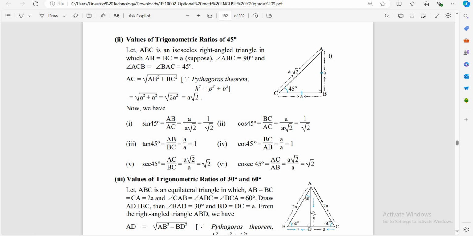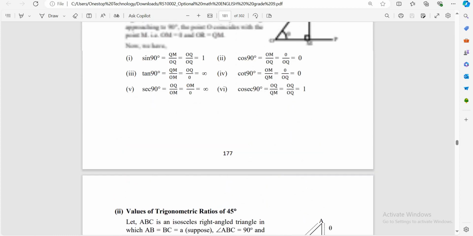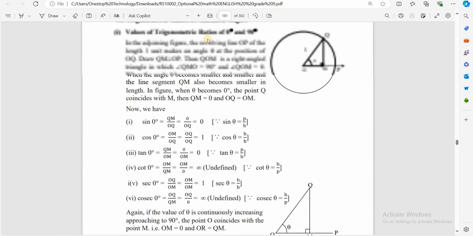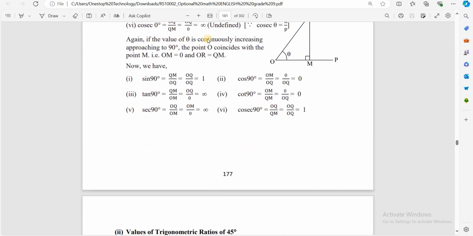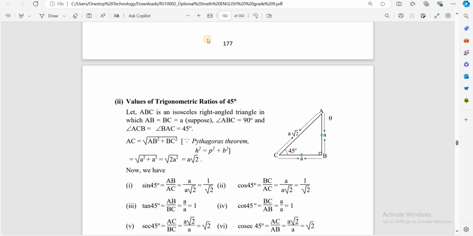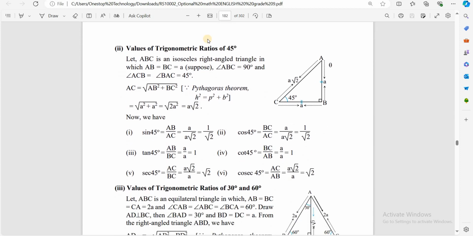So in the previous video we were talking about the 0 degree and 90 degree angles in trigonometric ratios, and we had some technical issues, so the video wasn't completely uploaded. So we'll start from the trigonometric ratios of 45 degree. Alright.